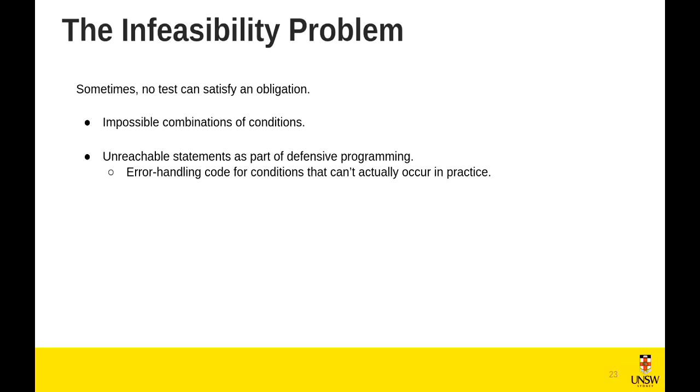So maybe, for example, we can have error handling. Let's say for the course registration program, we can set error handling code for when the cohort is larger than 10K students. But in reality, at least for CSE, we will never have 10K students for one course. So that is not happening in real life.